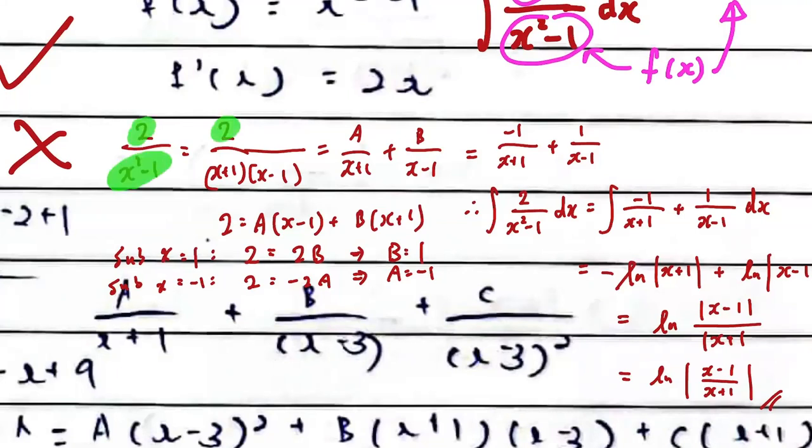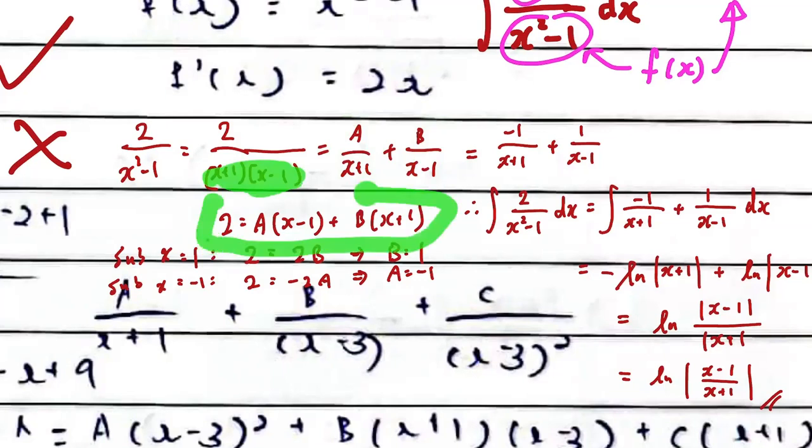So x squared minus 1 is actually x squared minus 1 squared, which is x plus 1 times x minus 1. Then you can split it out as partial fractions: a over x plus 1 plus b over x minus 1. Now you can just multiply throughout by this common denominator. You'll end up with this expression: 2 equals a times x minus 1 plus b times x plus 1. So far, okay?